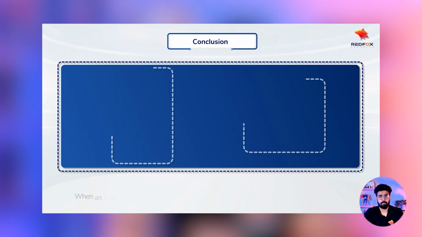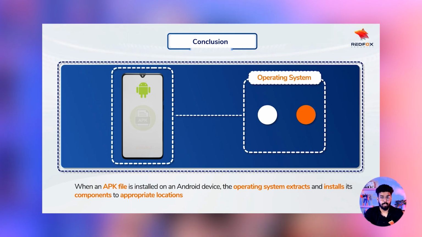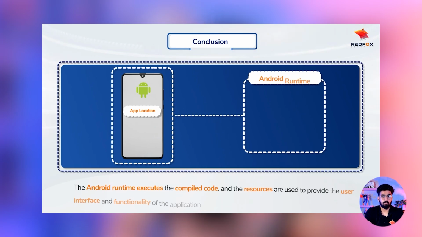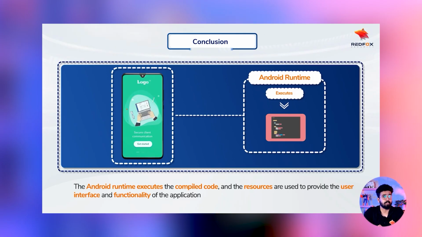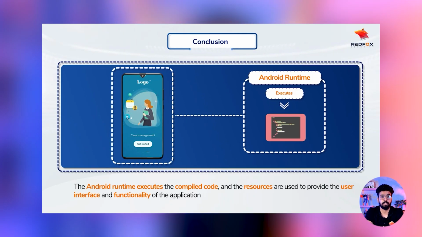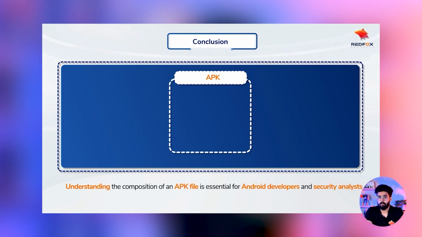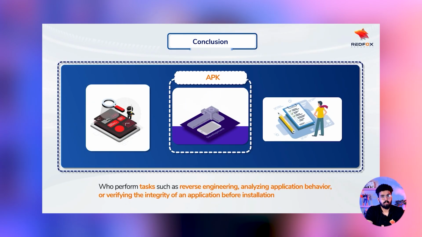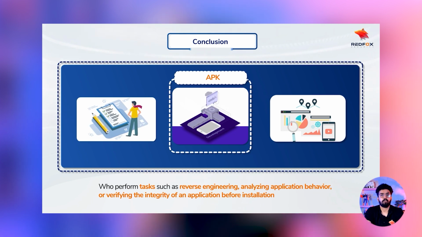Conclusion. When an APK file is installed on an Android device, the operating system extracts and installs its components to appropriate locations. The Android runtime executes the compiled code and the resources are used to provide the user interface and functionality of the application. Understanding the composition of an APK file is essential for Android developers and security analysts who perform tasks such as reverse engineering, analyzing the application behavior, or verifying the integrity of an application before installation.